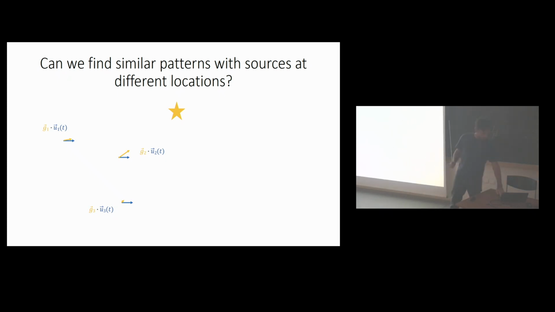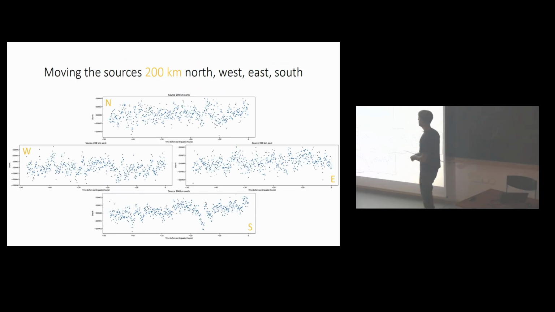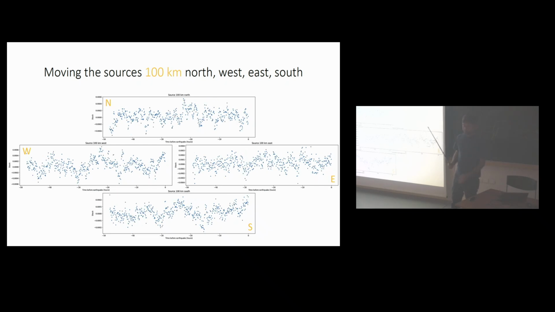If we do that by moving the location, let's say 200 kilometers away in all directions, here's what you get, and you can see that there is no signal anywhere here. Then you can get a little closer, 100 kilometers, northwest, east, and south, still no signal.